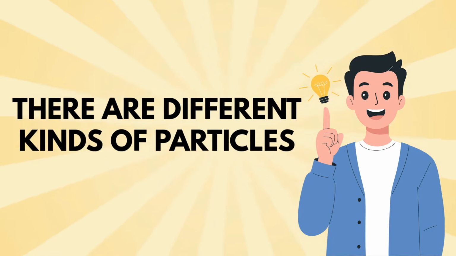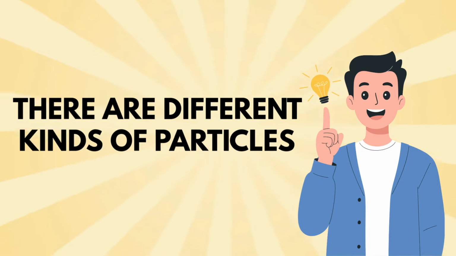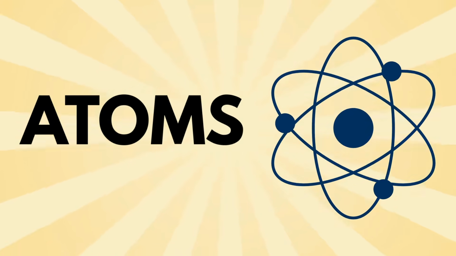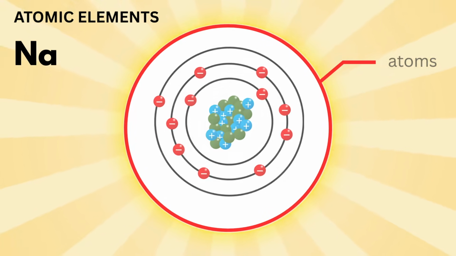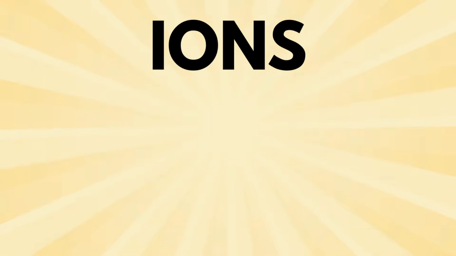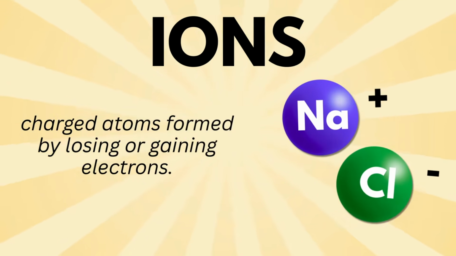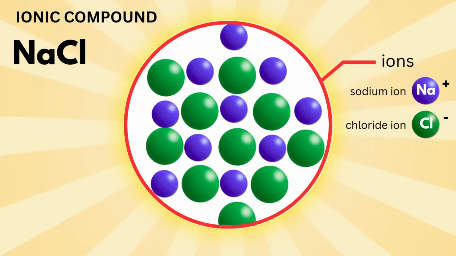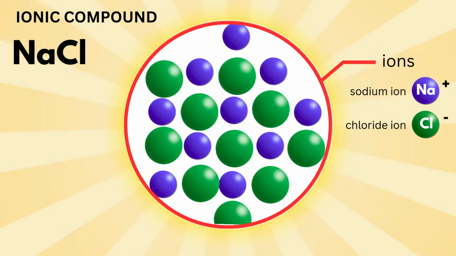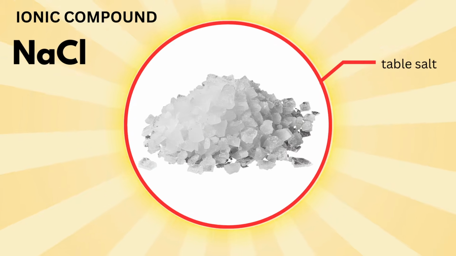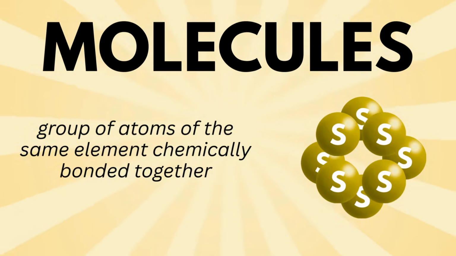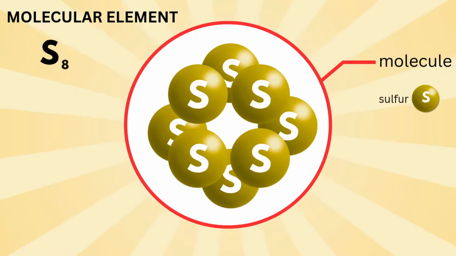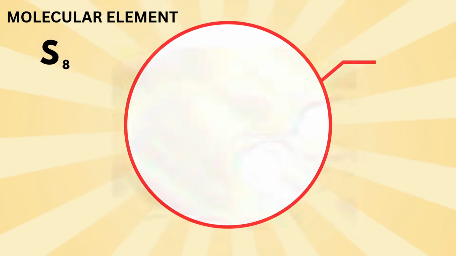Not all particles are the same. They can be either atoms, the simplest units, like sodium atoms that form sodium metal. Ions. These are charged atoms, such as sodium and chloride ions that bond together to make common table salt. Molecules. Groups of atoms chemically bonded, like sulfur molecules, which consist of several atoms joined together.